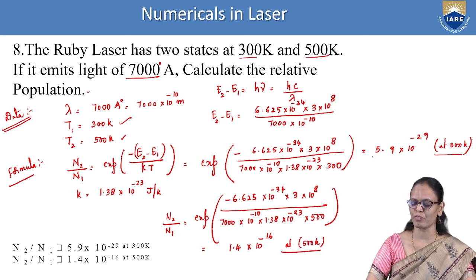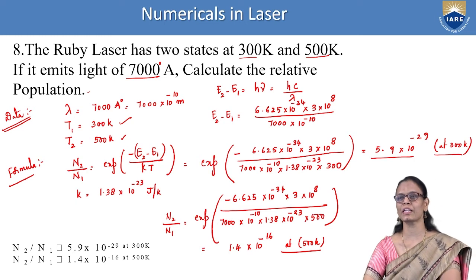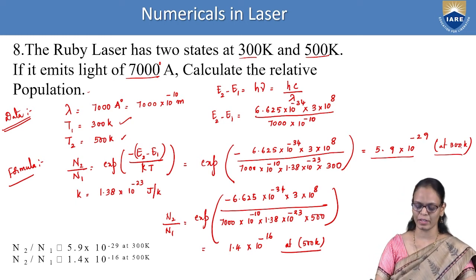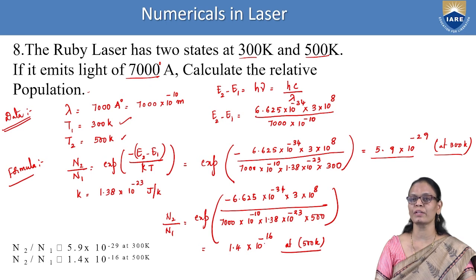So if you compare 5.9 into 10 power minus 29 at 300 Kelvin and 1.4 into 10 power minus 16 at 500, as the temperature increases, the relative population is going to increase.